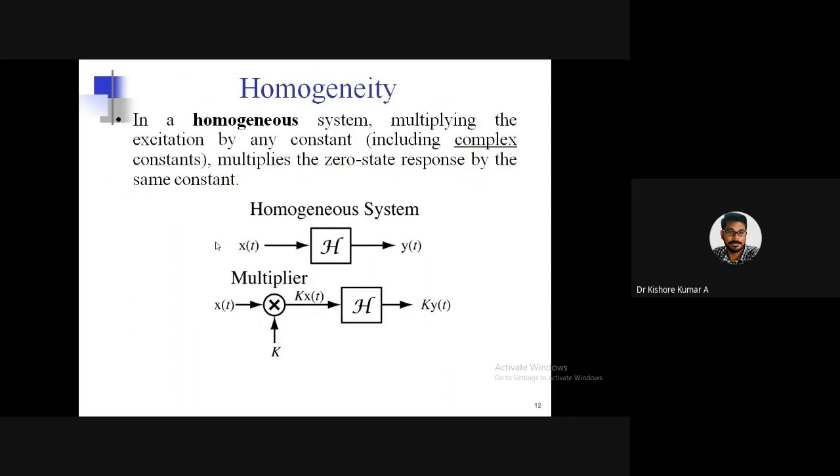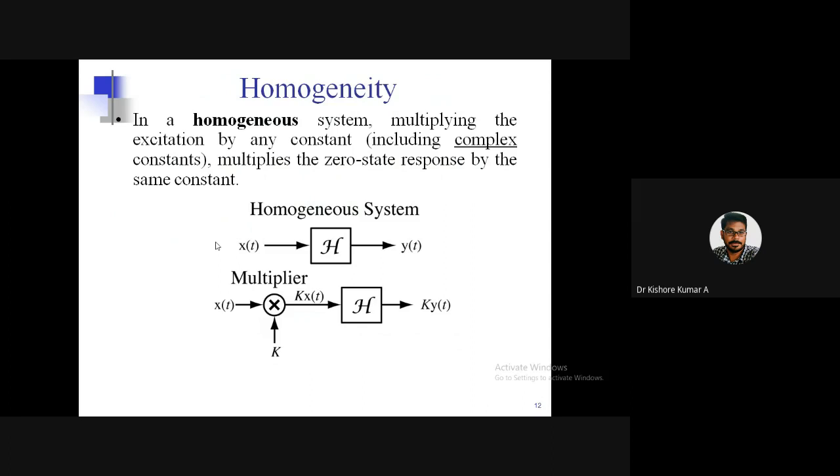And here in the system you should know about homogeneity. That is, if you want to say a particular system is homogeneous, multiplying the excitation by any constants, including complex constants, can also be employed. So it multiplies the zero state response by the same constant. See here, the diagram is given for a homogeneous system.